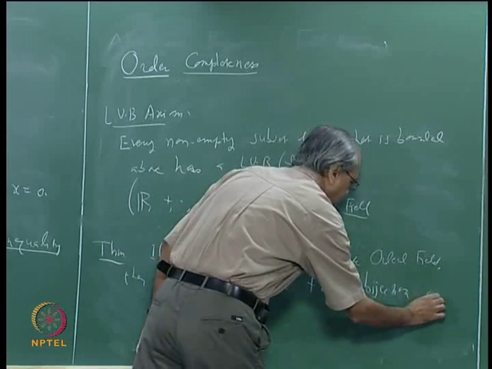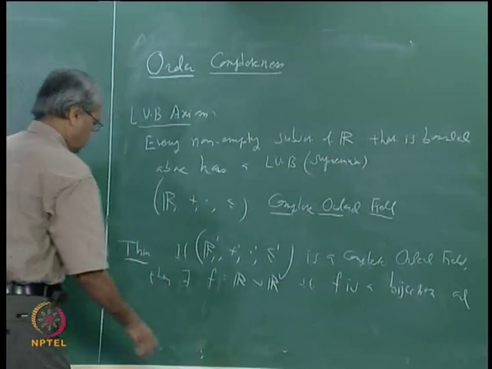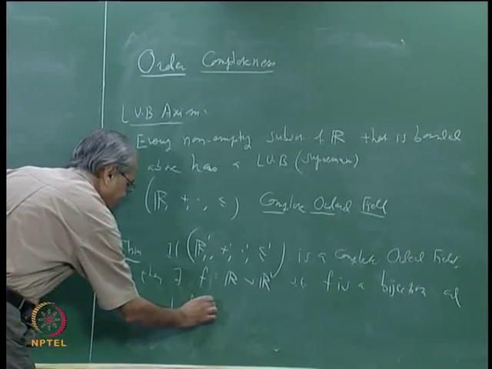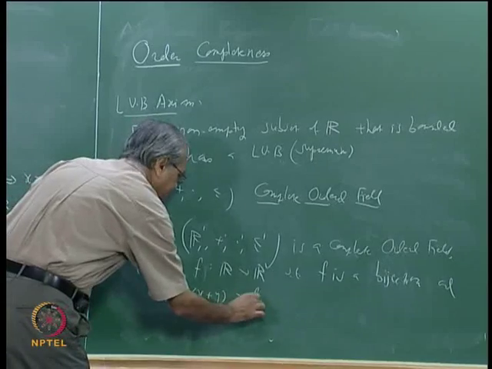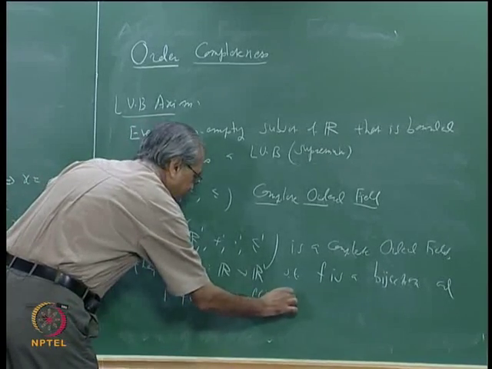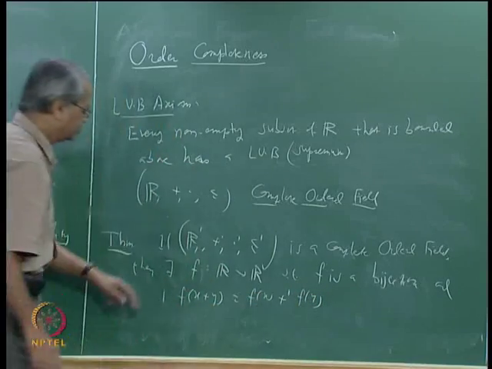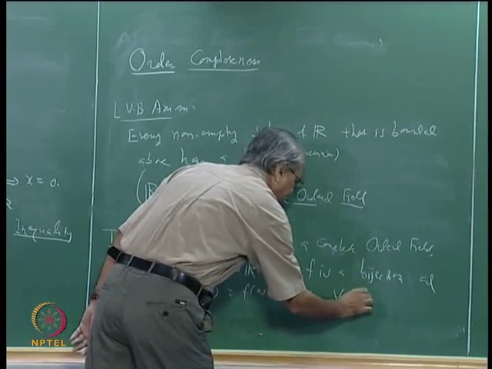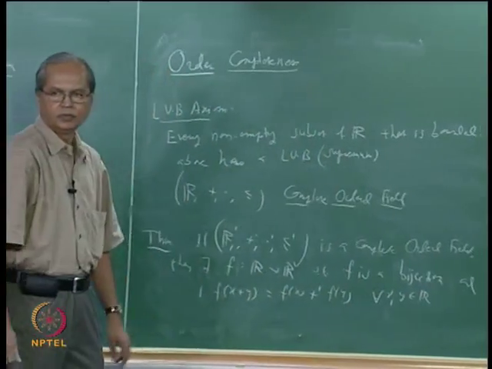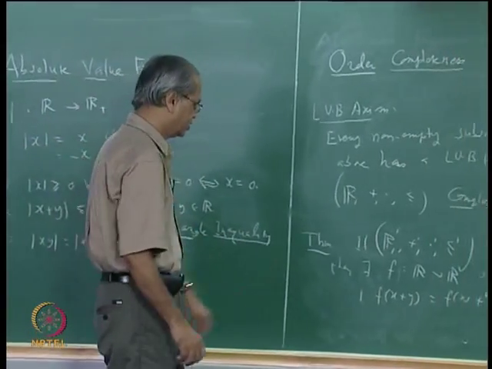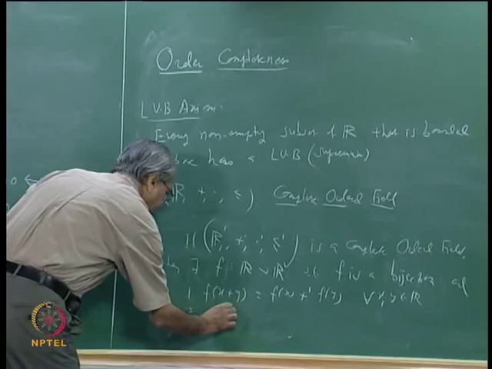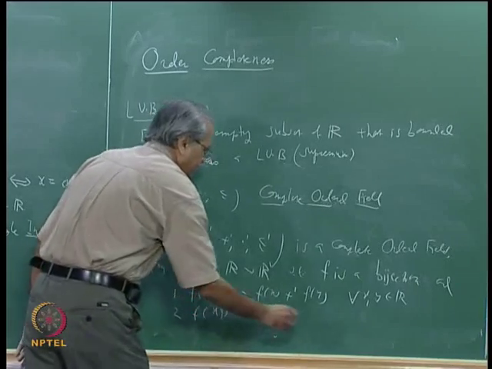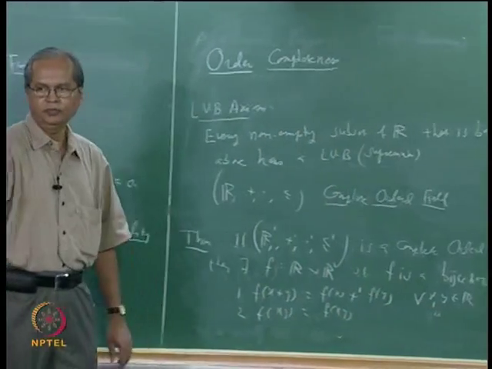and the first property is f of x plus y is the same as f of x plus prime f of y, okay. Plus prime is this operation here, for all x, y in R. And similarly for the product, f of x times y is equal to f of x dot prime f of y, again for every x, y in R, okay.